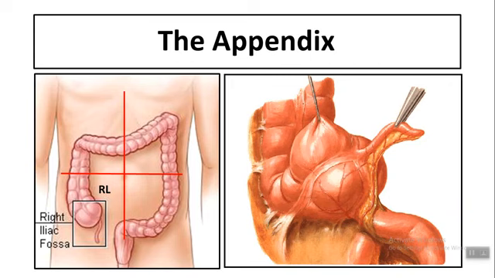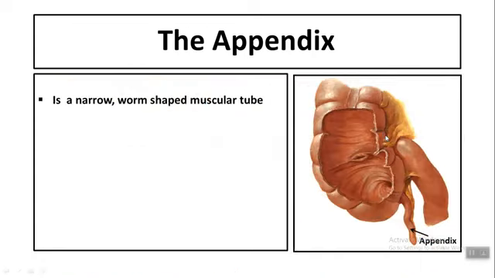Another important part of the large intestine is the appendix. The appendix is a narrow worm-shaped muscular tube.